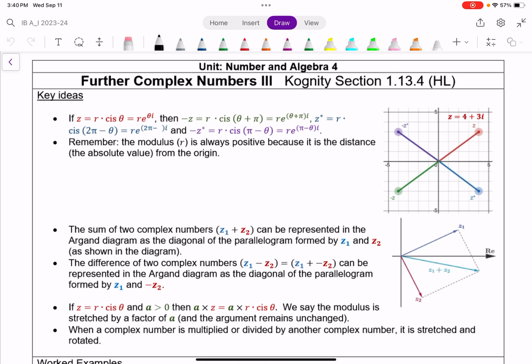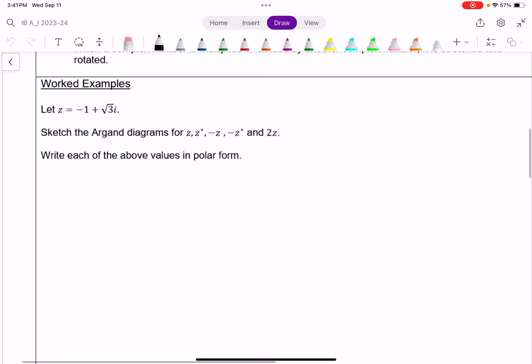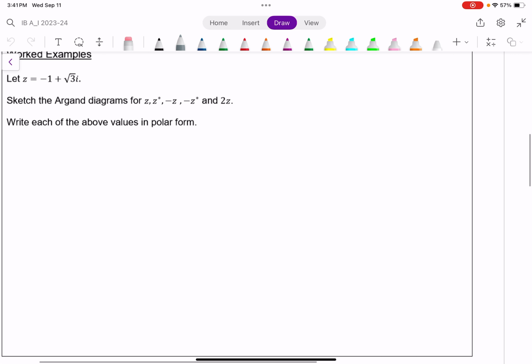So, even going further with complex numbers, the focus of this lesson is looking at the geometric interpretations of different operations with complex numbers. And let's start with this. I have a number in Cartesian form, -1 plus root 3i. So let's sketch this first. And I'll draw it here. And I'll try to make it vaguely to scale.